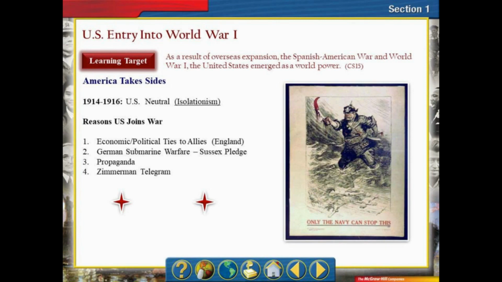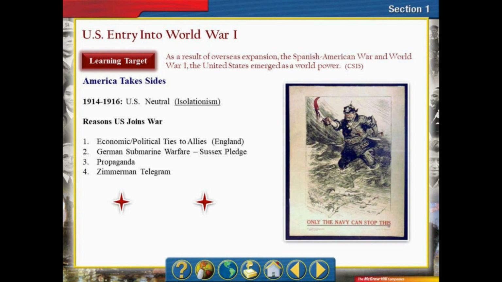One was simply we had a lot of economic and political ties to the Allies, in particular Great Britain. So we were very close friends with them. The second reason, the Germans started to have submarine warfare against a lot of our ships. They were sinking merchant ships that were traveling across the Atlantic to Europe. They did sign the Sussex Pledge, in which they promised not to sink any more ships. But in early 1917, they broke that pledge and started sinking ships once again.